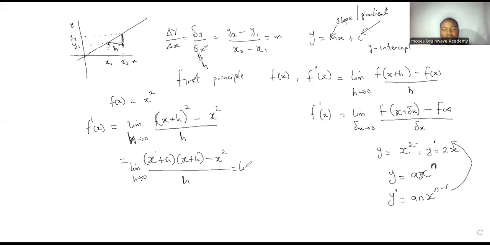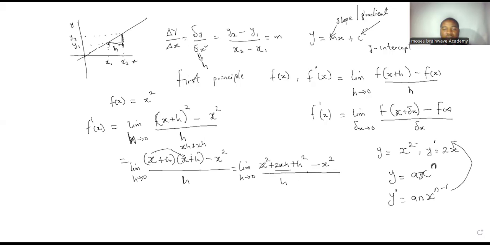Then here, I'm going to have the limit as h tends to 0. If I multiply this bracket, I'm going to have x squared plus 2xh plus h squared, because this is x squared, this multiplied by this is xh, this multiplied by this is another xh. That's why I'm getting 2xh, then h multiplied by h is h squared, right? And this is going to be upon h. So I'm done with this, then minus this guy. So I have minus x squared.